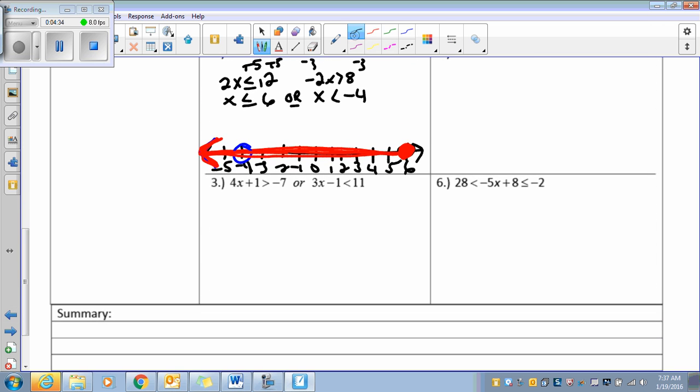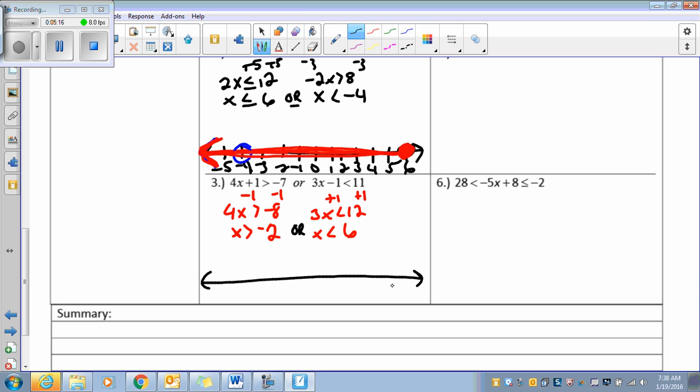Okay, so let's try the next one. Again, or, so it has to satisfy one inequality or the other. Let's start by solving. We have 4x is greater than -8. Divide by 4. Because we're not dividing by a negative, the symbol stays the same way. So x is greater than -2. And then over here we can add 1. 3x is less than 12. We can divide by 3 and get x is less than 6. Okay, and this is OR.